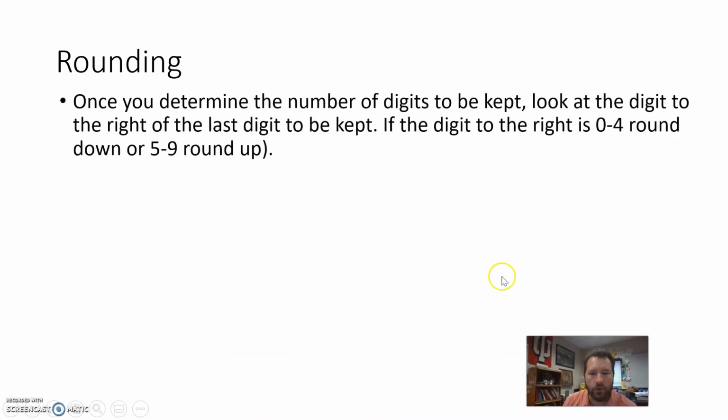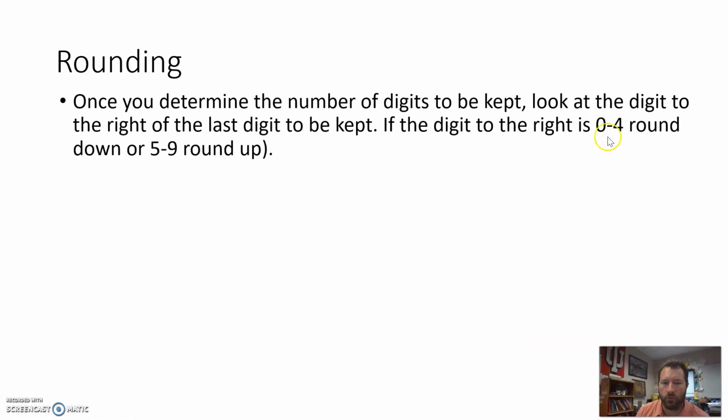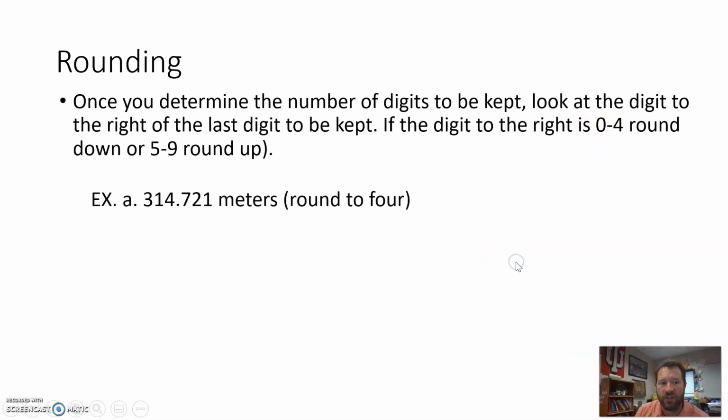Little practice with rounding. Quick rule, hopefully we're all aware with it. So let's say you determine you only need 4 significant digits. Well, you're going to go ahead and round anything from 0 to 4, just round it off. Anything from 5 up to 9, you'll round up. So, for example, this first problem here, 314.721 meters, we're asked to round it to 4 significant digits.